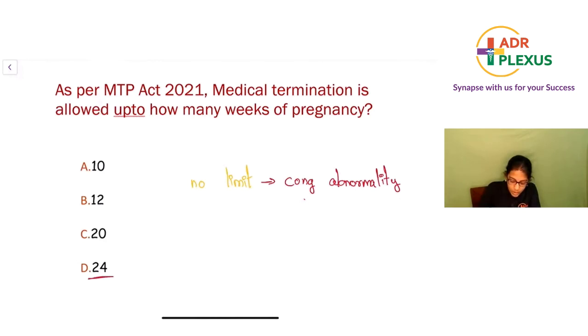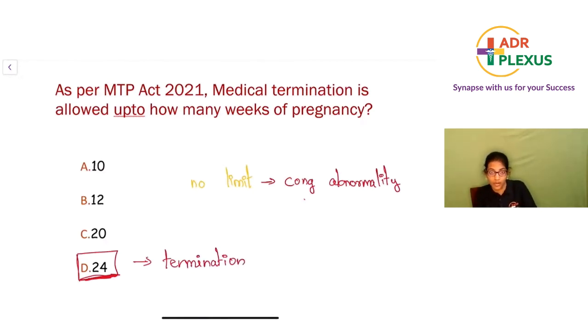Now, why is 24 weeks the best answer? Till 24 weeks, with the opinion of 2 doctors, the mother can go in for termination. They brought this in mainly for rape. Up to 24 weeks, going to the board and other things are not required. After 24 weeks also, the mother can get a termination, but not for her own reason or other reasons, only when there are congenital abnormalities.